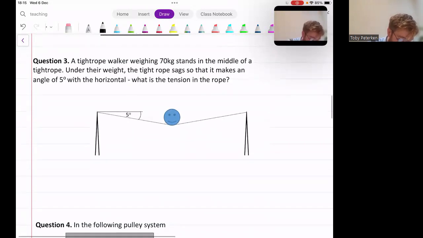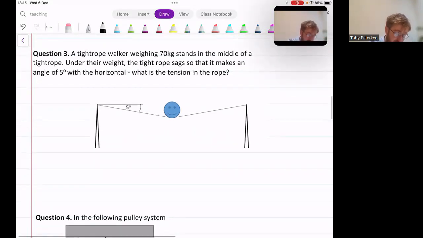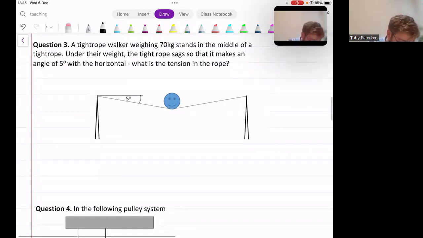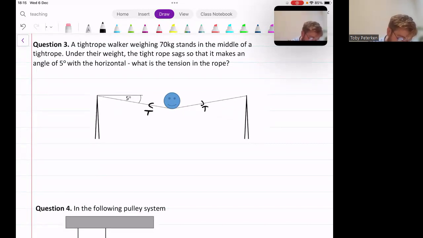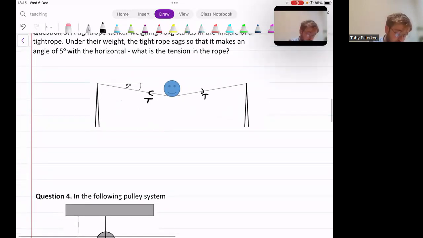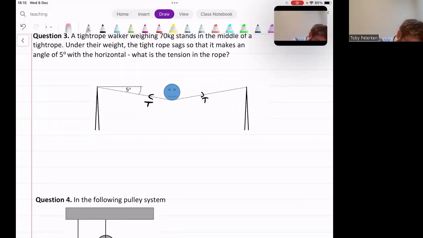There's a tightrope walker weighing 70 kilograms, in the middle of a tightrope, and under their weight, the rope sags slightly. So it makes an angle of 5 degrees with the horizontal. What is the tension in the rope? So the tension is going to be the same on both sides. And also, the tension in the rope must create enough upwards force to counteract the weight of the tightrope walker.